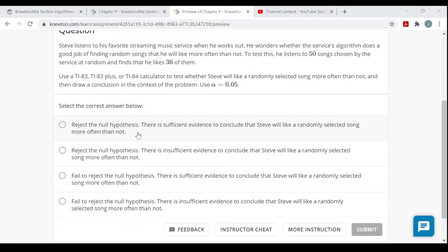Okay, so like I said, it's either one of these two. Remember, we reject the null hypothesis. And then let's read the statements after. The first one: there is enough evidence to conclude that Steve will like a randomly selected song more often than not. That's exactly what I just said. This one says there's not enough evidence to say that, but no, we rejected the null, meaning we lean more toward the claim, which was in the alternative hypothesis.